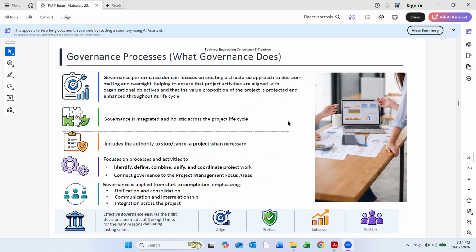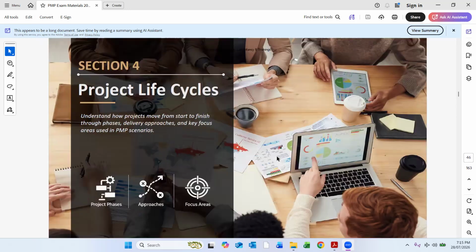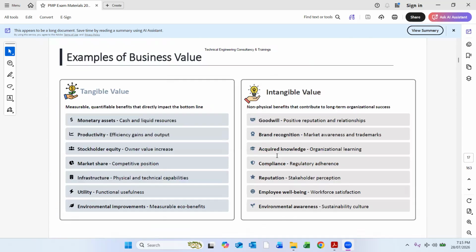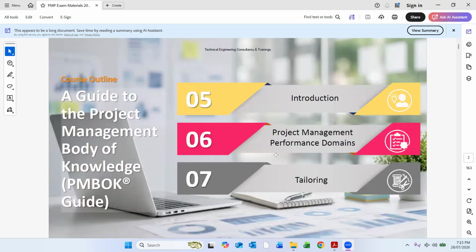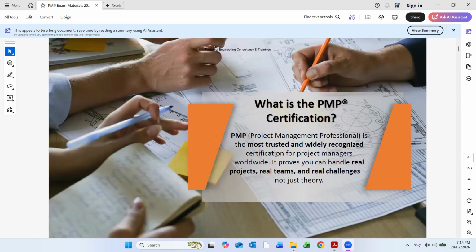No, sir. Focus areas of governance, right? No, project management focus areas. Ah, that I remember. The initiation, planning, monitoring, then closing. There are five, no? Yes.